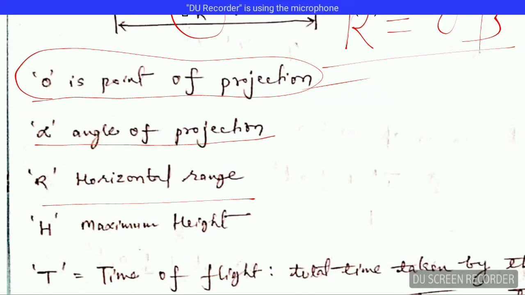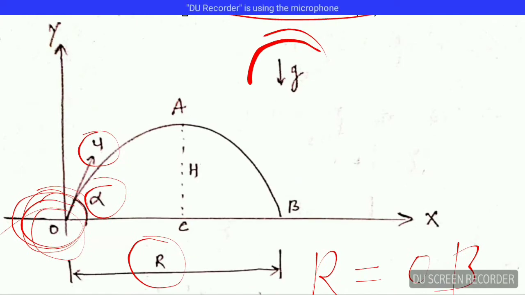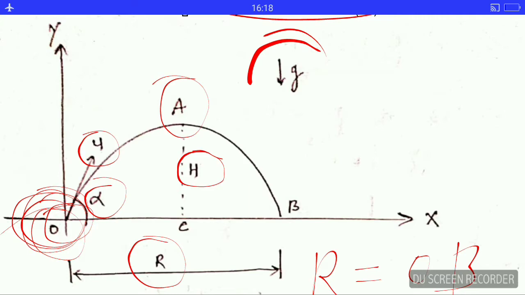Now what is H, that is the maximum height. So when the projectile is thrown from the point O, its velocity slowly decreases. At a point A its velocity completely becomes zero, and then it moves in the opposite direction towards the ground. So the maximum height that is attained by the projectile during its motion is called the maximum height and is denoted by H. So H is the maximum height up to which the projectile has gone above the ground. Okay, it is the vertical height.